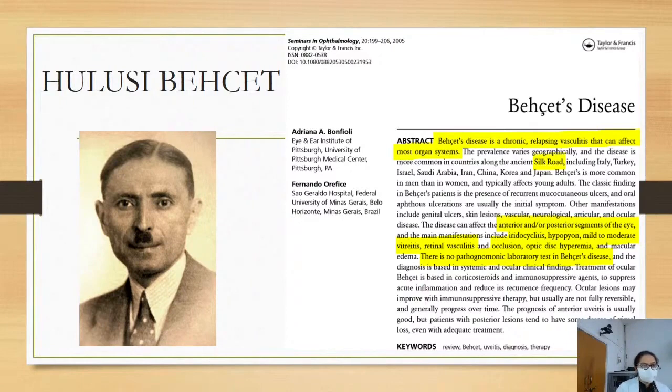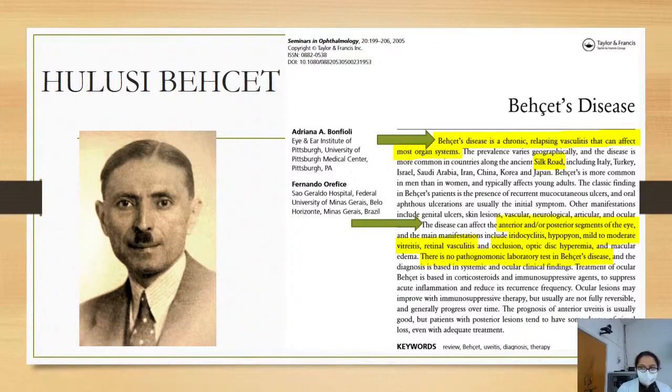Hulusi Behçet was a Turkish dermatologist who discovered Behçet's disease. During his practice, he used to see cases which were having recurrent oral and genital ulcers along with inflammation of eyes. All these unique cases he compiled and published in Archives of Dermatology and Venereology in 1937, and he gave a classic triad of Behçet's disease which includes oral ulcers, genital ulcers and inflammation of eye. In this article we can see that Behçet's disease is a chronic relapsing vasculitis that can affect most organ systems.